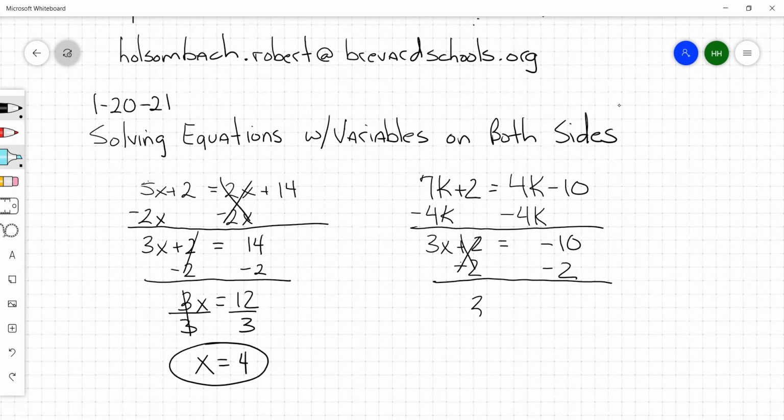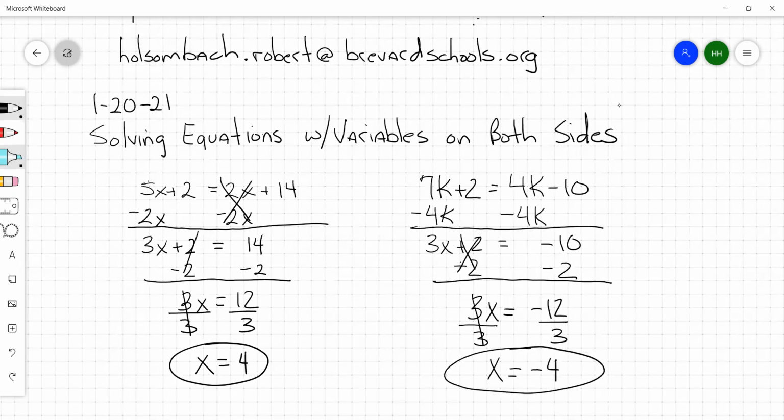Your 3k is equal to negative 10 minus 2. That's a negative 12. You divide by 3. And your k is equal to negative 4. Say that again. Yeah, somehow k turned into an x, didn't it? So that's a k. There, k.